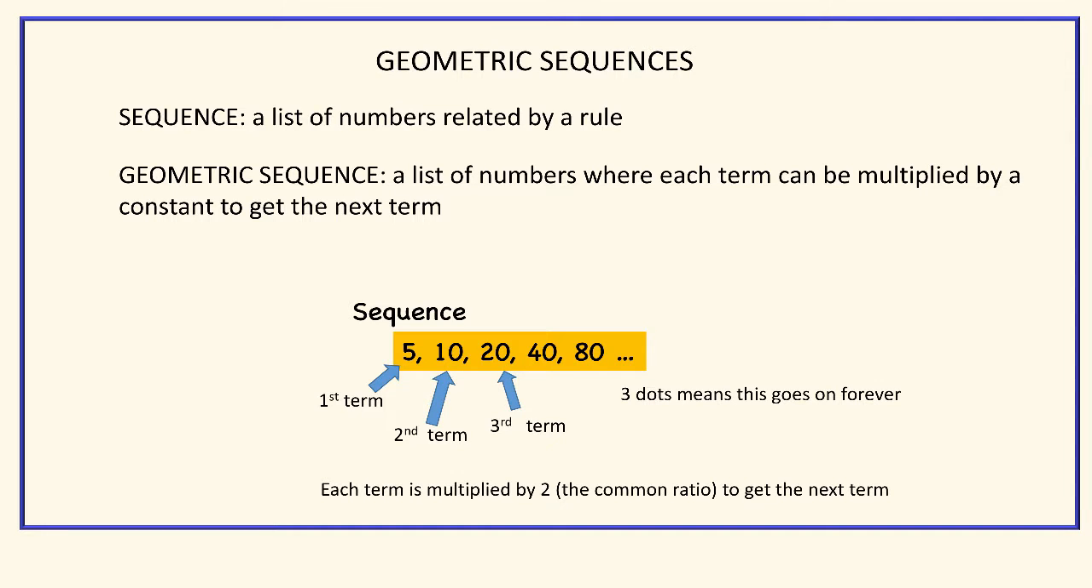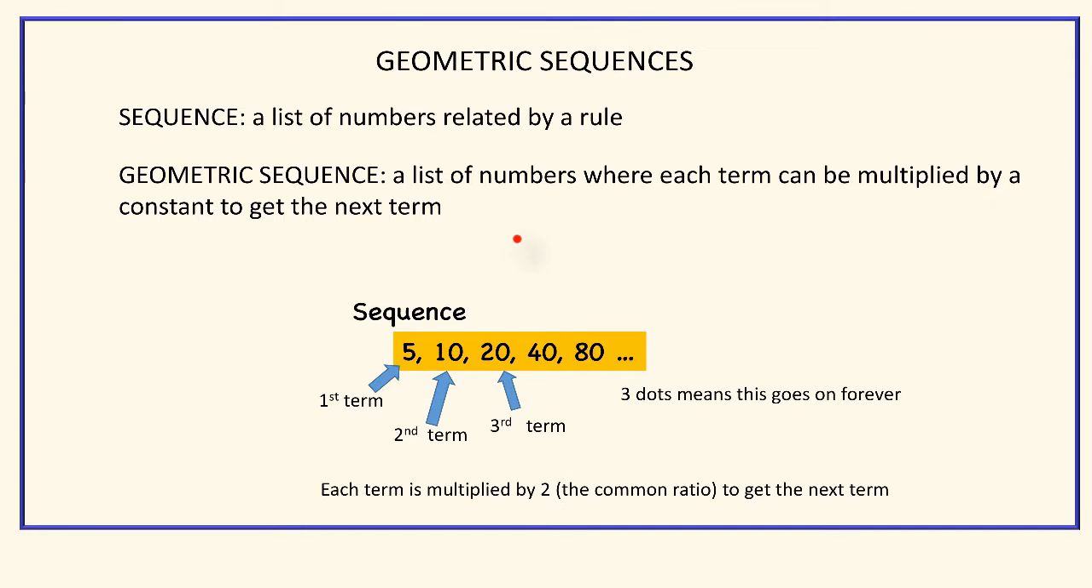I'm going to talk about geometric sequences. A sequence in math is a list of numbers that are related by some rule. When we talk about a sequence being a geometric sequence, we mean a list of numbers where each term can be multiplied by a constant to get the next term. And we call this constant the common ratio.